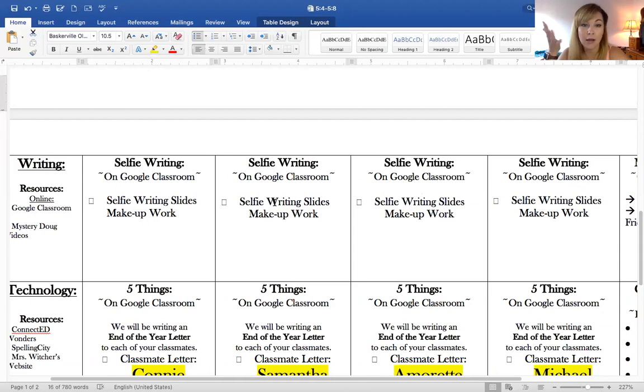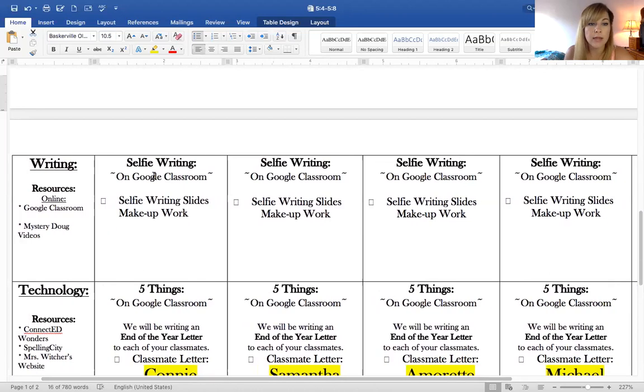If you've completed your selfie writings, then this block is for you guys to do something else. Check in with your parents. Maybe they want you to do a fun website. It's up to you guys to decide. But basically, you are working on your selfie writings, makeup work. And if you are done with that, then maybe you guys can check in with your parents to find something else to do. So I need selfie writing completed. If it's not completed, it will affect your ELA writing grade, okay? So that's selfie writing makeup on Monday, Tuesday, Wednesday, and Thursday.